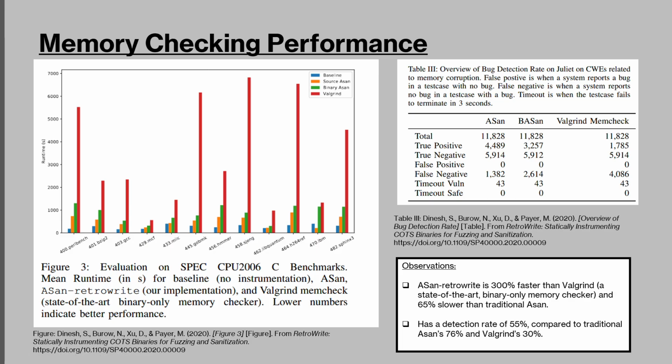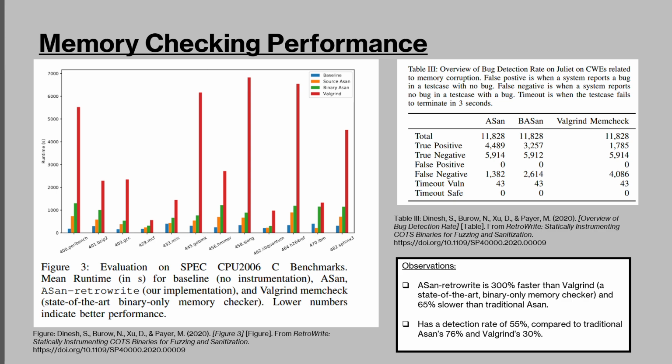Using the SPEC CPU 2006 C benchmarks, ASAN RetroWrite was shown to have a general runtime 300% faster than Valgrind, which represents a state-of-the-art binary-only memory checker, and being only 65% slower than source-level ASAN, with this latter difference being explainable by the loss in optimization opportunities for instrumentation moving from source to binary, such as the inability to remove checks if compilers can guarantee safety. You can no longer rely, for example, on intelligent register allocation, or no longer being able to hoist memory checks outside of loops.